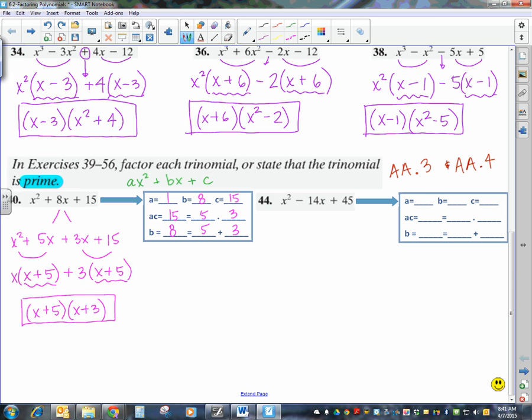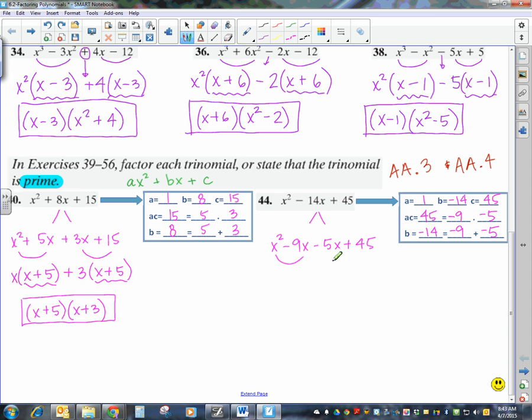Okay, let's look at another one. a is 1, b is negative 14, and c is 45. So this is a little different. a times c is 45, but b is negative 14. So you're thinking of numbers that multiply together to give you 45 and add together to give you negative 14. If you remember, two negatives will multiply together to give you a positive. So the two numbers we have are negative 9 and negative 5, because when I multiply those, I get positive 45, and when I add them, I get negative 14. So again, that's how I'm going to break this up, and that gives me x squared minus 9x minus 5x plus 45.